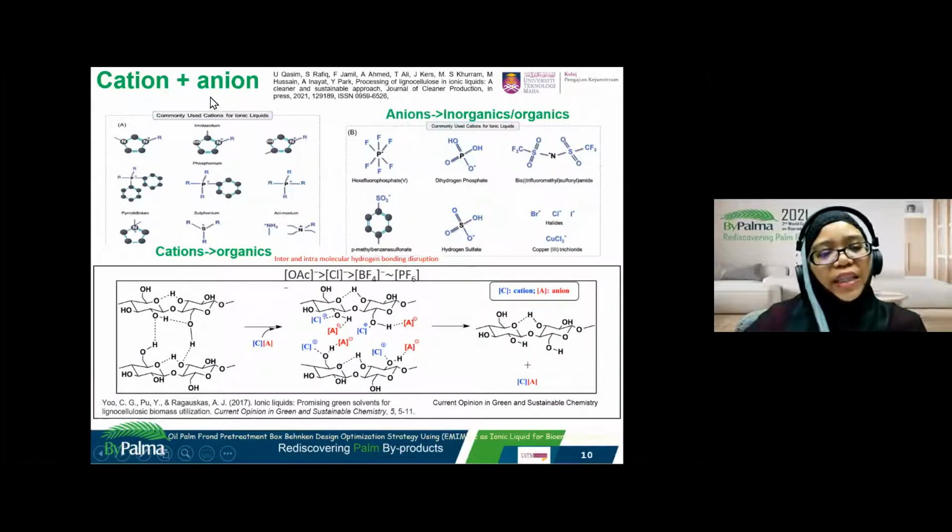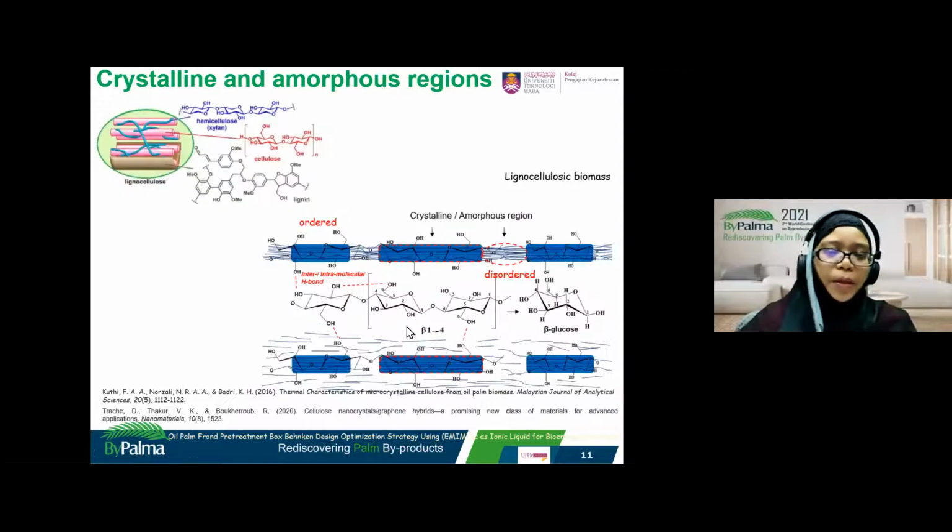It contains the cations and the anions, as shown on the slide here, shared by you, 2017. And the mechanism of the cations and anions during the pretreatment is that they are capable of destructing the intra and also intermolecular hydrogen bonding of the cellulose. In this case, it allows better dissolution of the cellulose so that it has a higher accessibility for the enzymatic hydrolysis in the next steps.